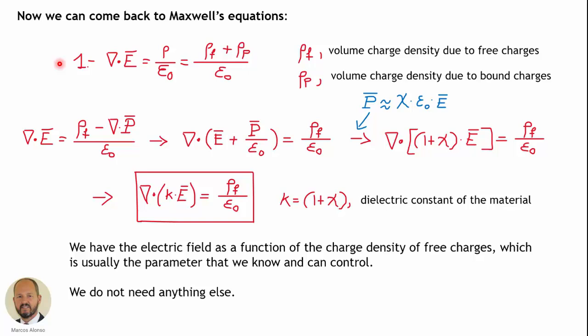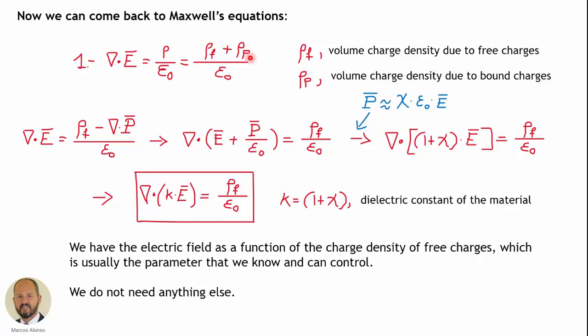Now we can come back to the first of the Maxwell's equations, in which we have seen that we have the volume charge density, which is due to the effect of the matter. And this volume charge density can be split into two components. One is the charge density due to free charges, the charges that can move inside the material, for example, electrons in a conductor. And then we have the charge density due to bound charges, due to the polarization in dielectric materials.